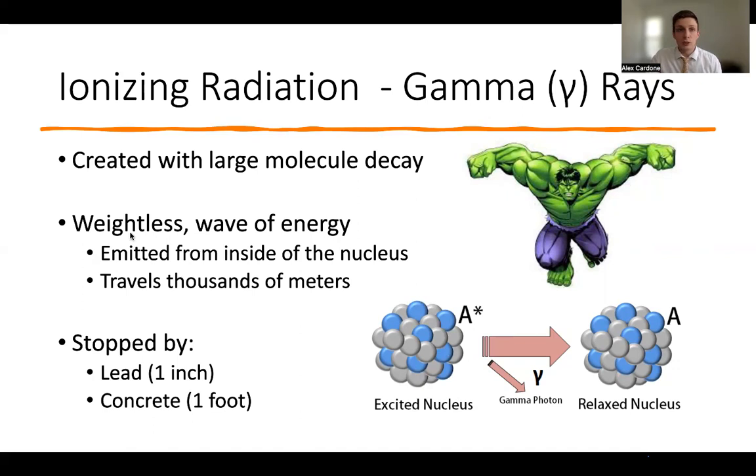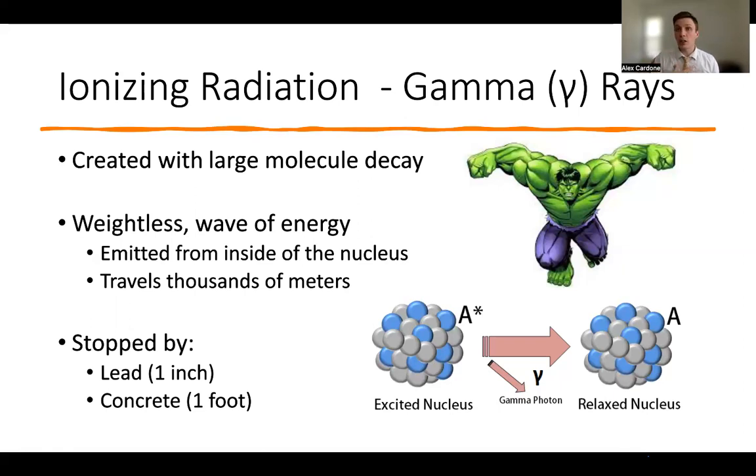So just like an X-ray, this is a weightless wave of energy. There is no weight to this. It's not a particle, but it is emitted from the inside of the nucleus like the alpha and beta. The other difference is that a gamma ray can travel thousands and thousands of meters. There's a lot of power to this, and since it's weightless, it can just keep going. In order to stop this, you're looking at maybe an inch, and think of an inch wall of lead, or even 1 foot of concrete, which is very different than an X-ray.